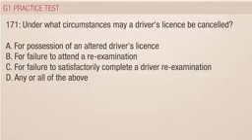Question 171. Under what circumstances may a driver's license be cancelled? A. For possession of an altered driver's license. B. For failure to attend a re-examination. C. For failure to satisfactorily complete a driver re-examination. D. Any or all of the above. Answer D. Any or all of these answers are correct.